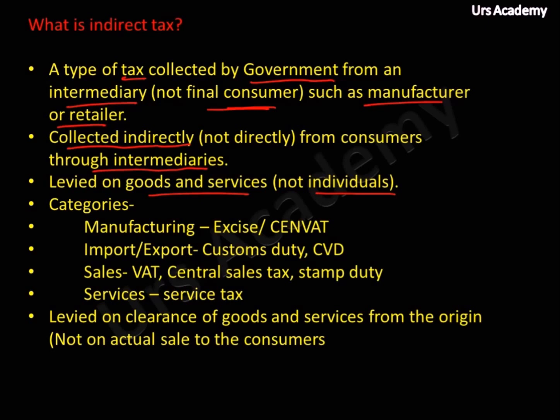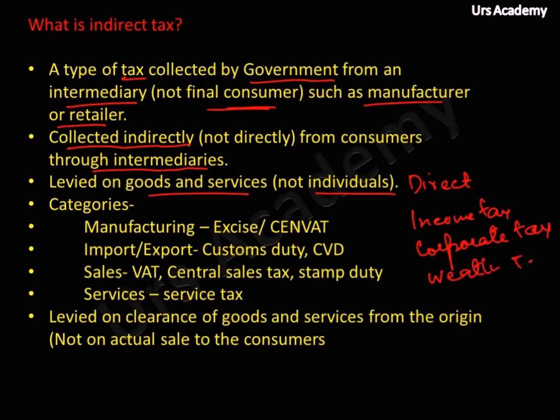On individuals, there is a different system, that is the direct taxation system. That is, the taxes are collected directly from the individuals. Under this taxation system, there are, for example, income tax, then corporate taxes, then wealth tax. These are direct taxes imposed on individuals, but on goods and services there are indirect taxes.